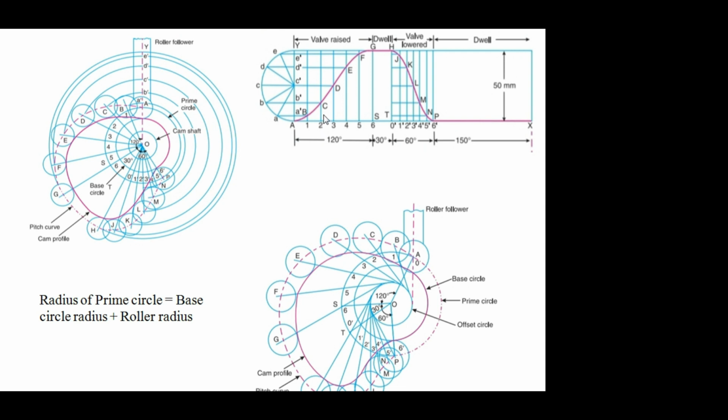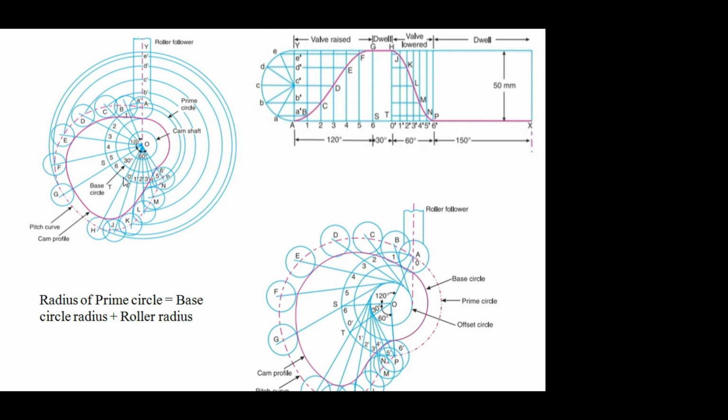Take distance 2C in your compass. Mark that distance from the prime circle on line number 2. Take distance 3D in your compass from the prime circle. Mark that distance on the line number 3. You will get point D here. 4E distance mark on the fourth line from the prime circle. That is very important. You have to mark the distance from the prime circle.